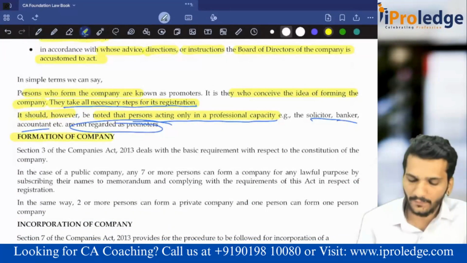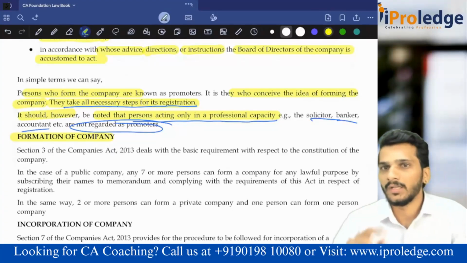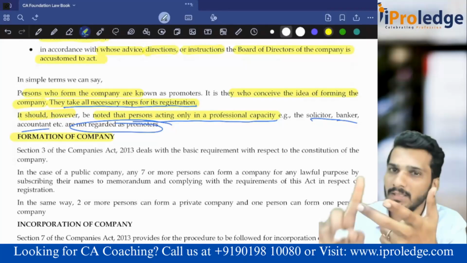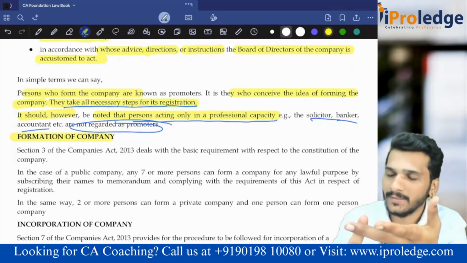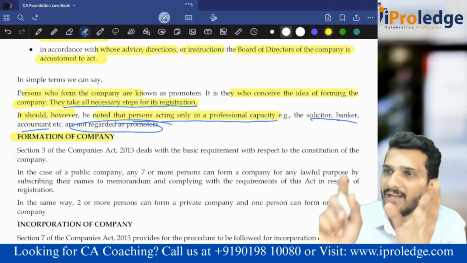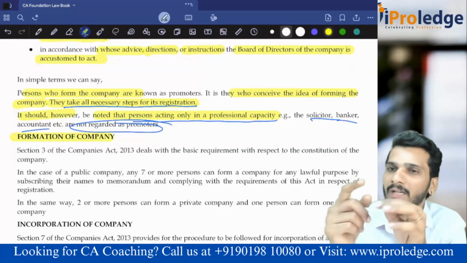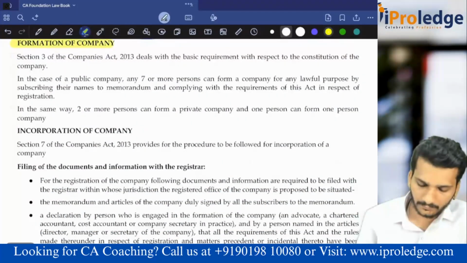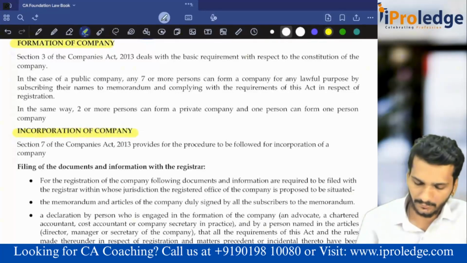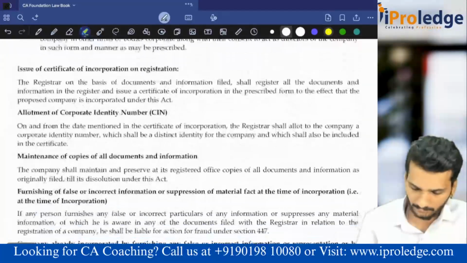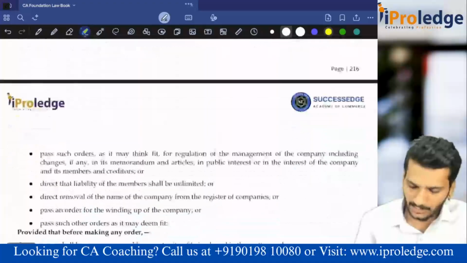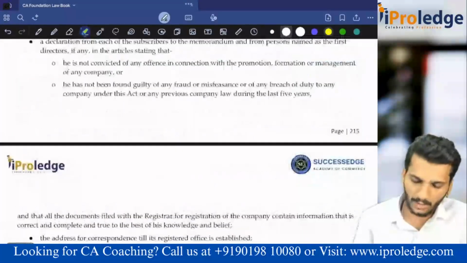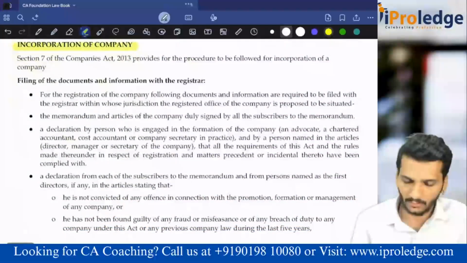Then comes formation of a company. A private company can be formed with 2 or more persons, a public company with 3 or more persons, and a one person company with one person, for the purpose of any legal object. That is the formation of a company. Then incorporation. We will discuss incorporation, then we will wind it up. I wanted to do it till MOA, but we diverted. That's okay.